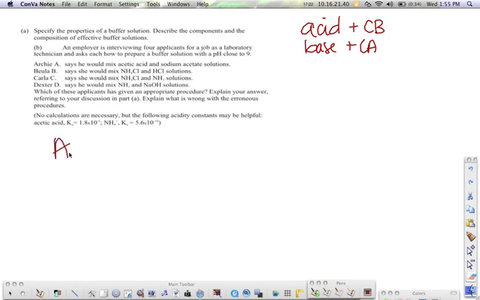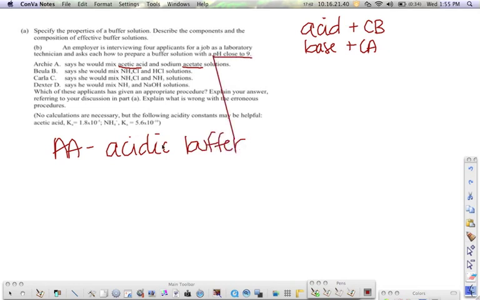So Archie, he said that he's going to mix acetic acid and sodium acetate. Well, here is our weak acid. Here's the conjugate base of that acid. Archie made an acidic buffer. So he's wrong, because they said they wanted a buffer with a pH close to 9. A buffer with a pH close to 9 is a basic buffer. So Archie's out.